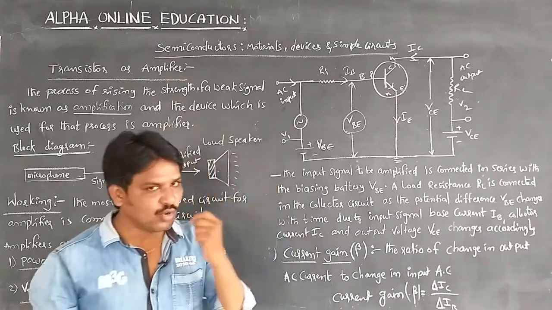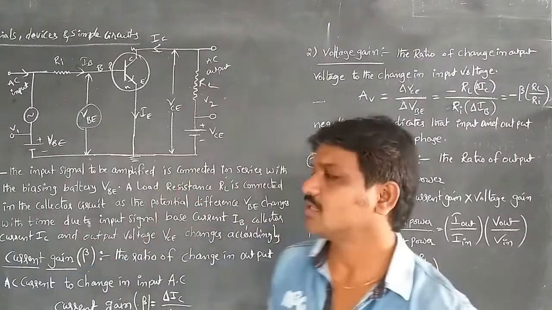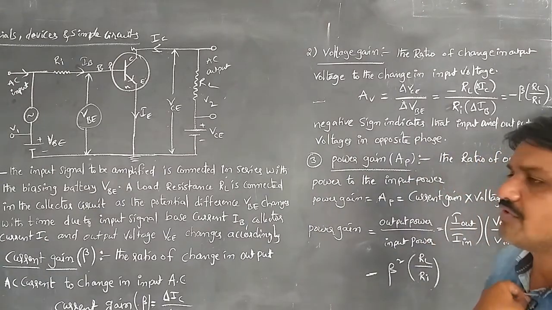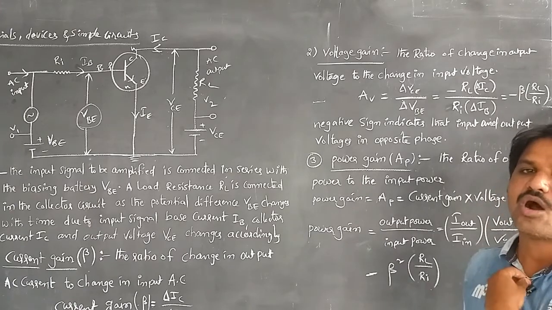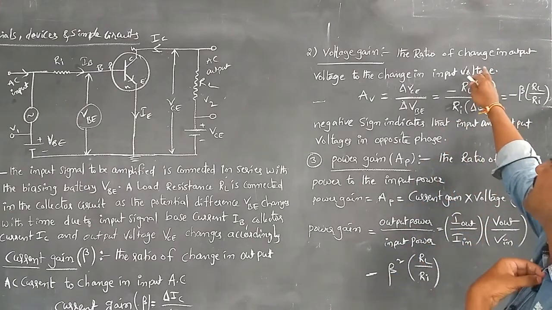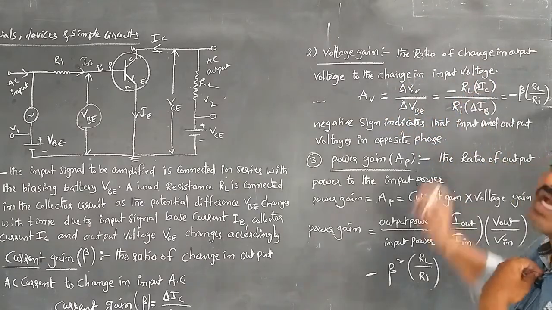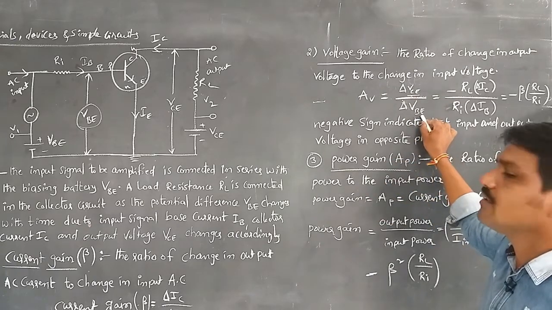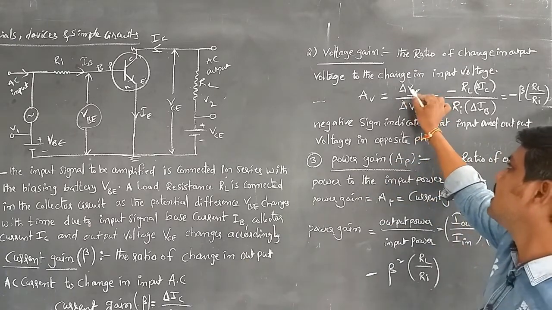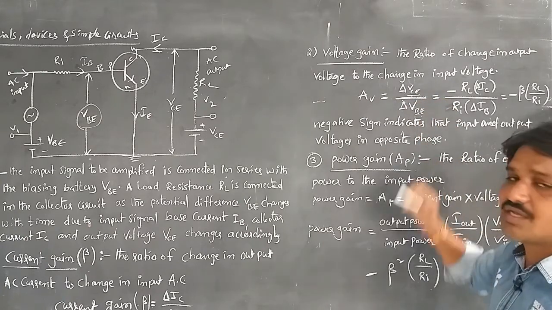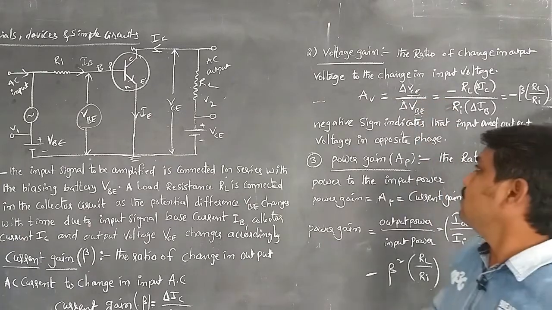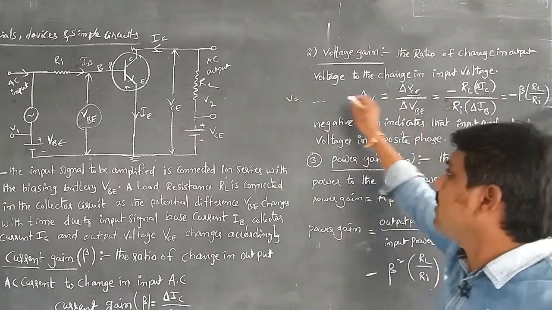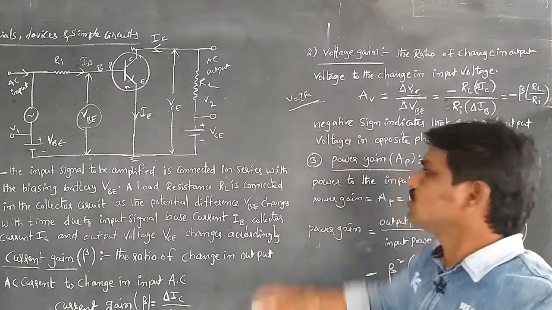Next, the voltage gain. We already discussed the current gain. In the voltage gain, we know it is the ratio of the change in output voltage to the change in input voltage. Output voltage will be VCE and input voltage will be VBE. So the voltage gain is delta VCE by delta VBE. Here we know that voltage V is equal to IR, according to Ohm's law.